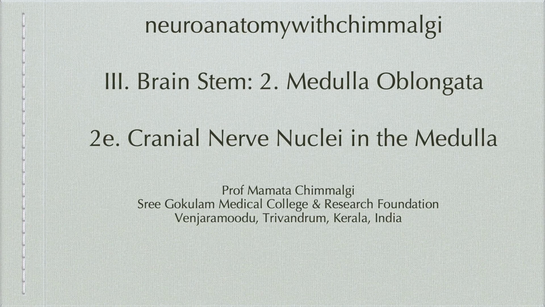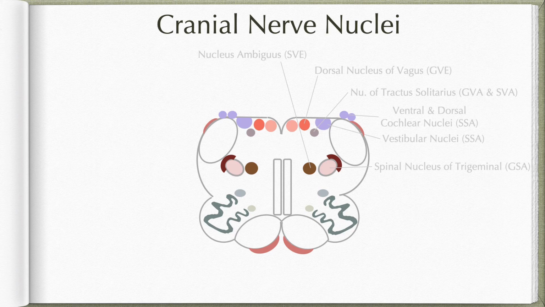In this video, let us learn a few details about the various cranial nerve nuclei seen in the medulla. Let us begin with the hypoglossal nucleus. The hypoglossal nucleus belongs to somatic efferent column. This nucleus is located near the midline.